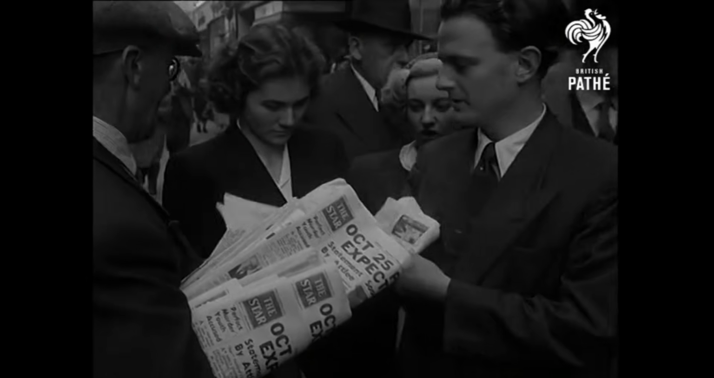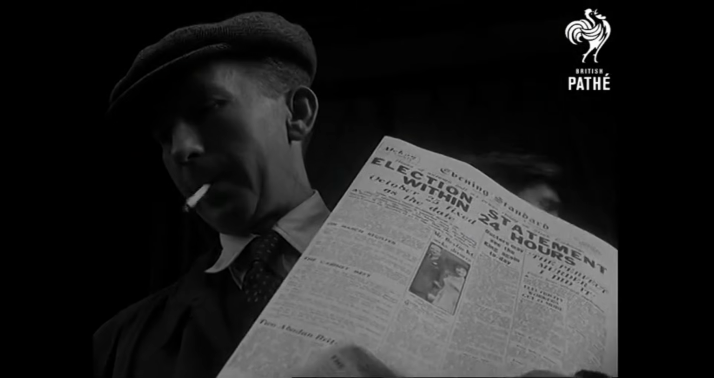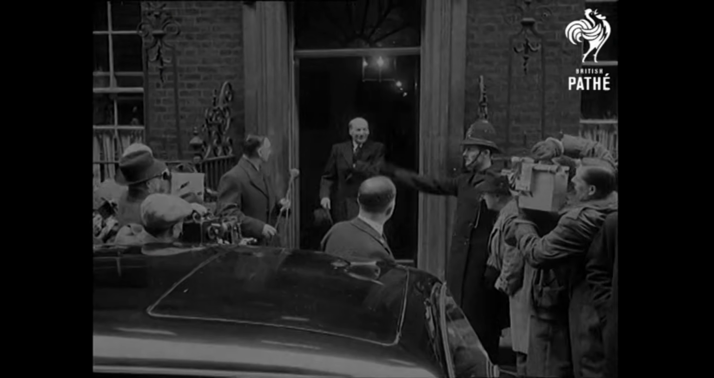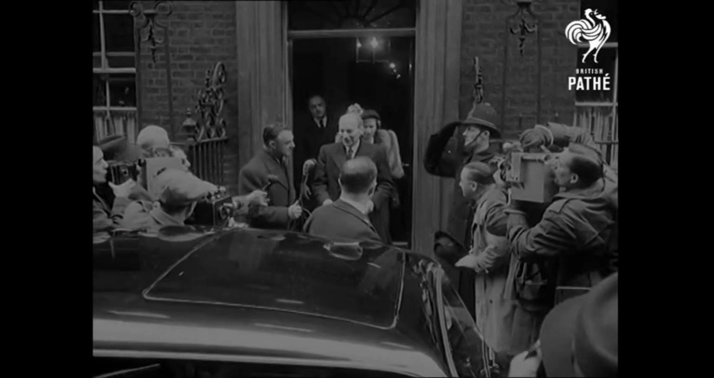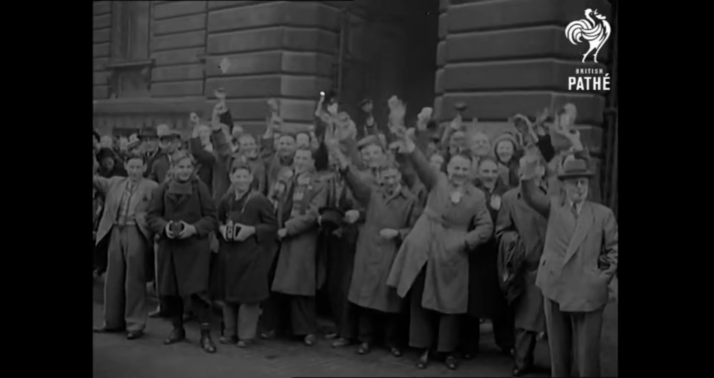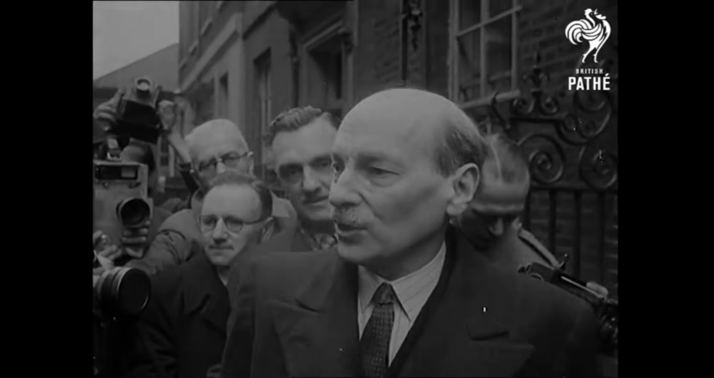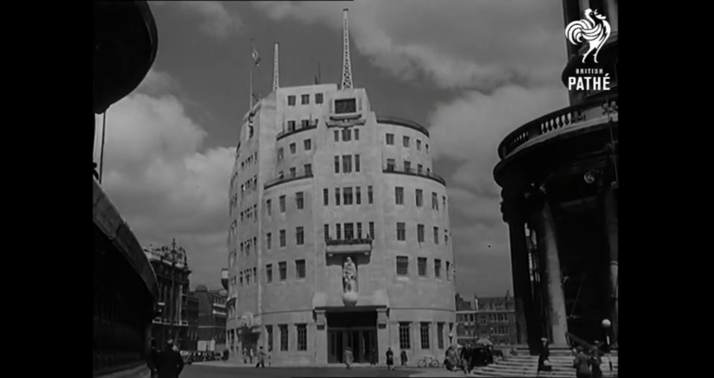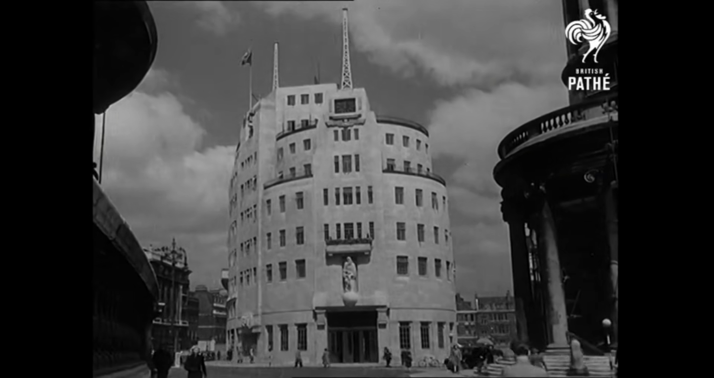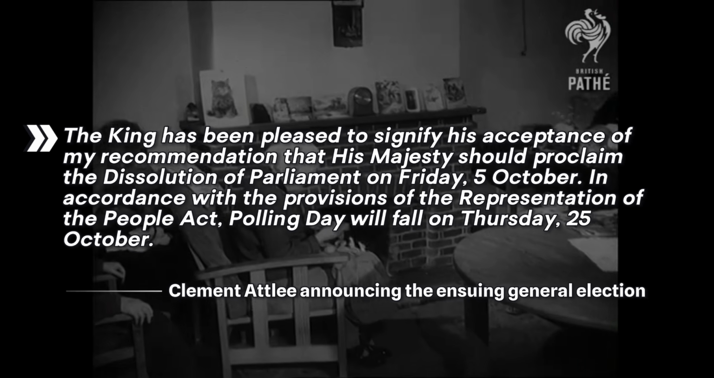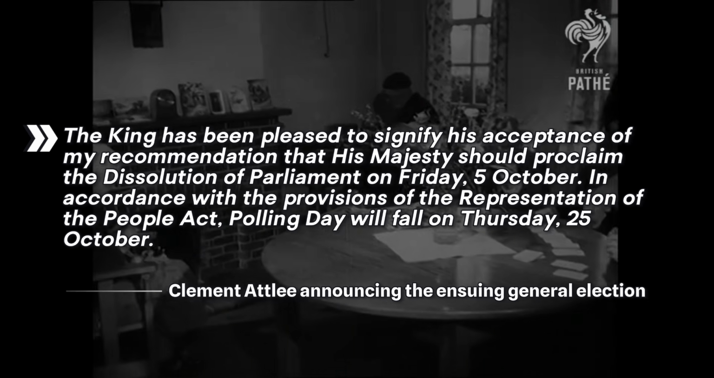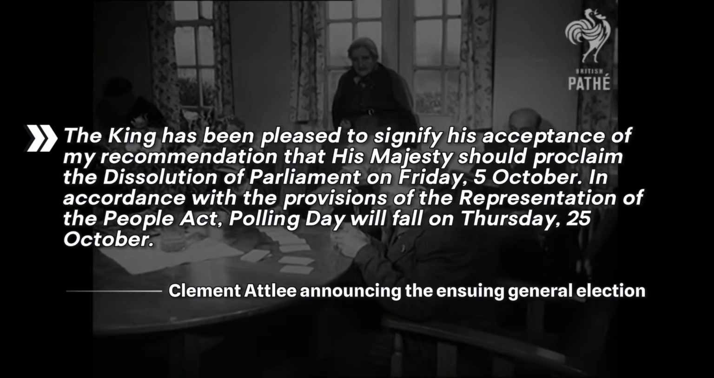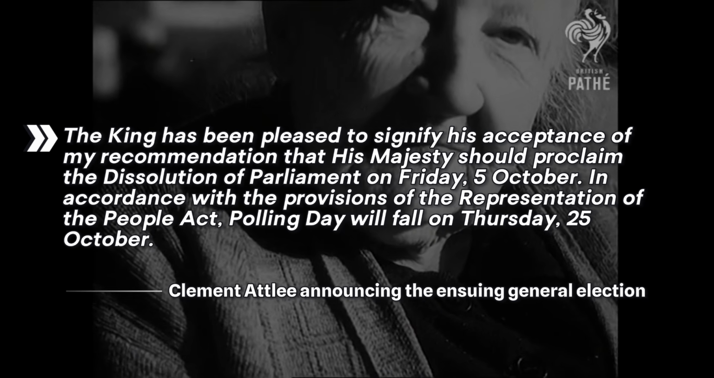It's a sellout for the paper boys as a general election suddenly looms in sight. Intelligent anticipation or inspired guess, it focuses attention on the only man who knows the answer, and there's excitement as Mr. Attlee leaves number 10. Then, with a hard winter ahead and threat of a split in his party, the Premier makes this dramatic broadcast announcement. King has been pleased to signify his acceptance of my recommendation that His Majesty should proclaim the dissolution of Parliament on Friday, the 5th of October.